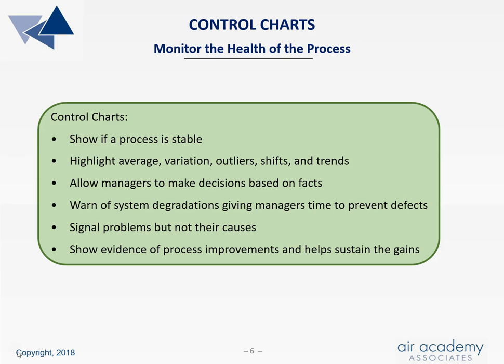Because a control chart has an upper and lower control limit, the owner can determine if a data point is out of control. If it is an out of control symptom, is it a special cause that can be identified and fixed? Or is the process going out of control? A control chart can also alert the owner of an out of control symptom, so going out of control can possibly be prevented. The control chart highlights average, variation, outliers, shifts, and trends, allowing the process owners, managers, to make decisions based on facts.